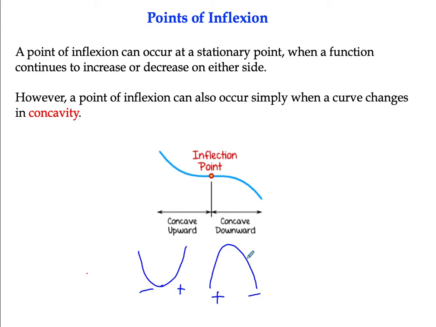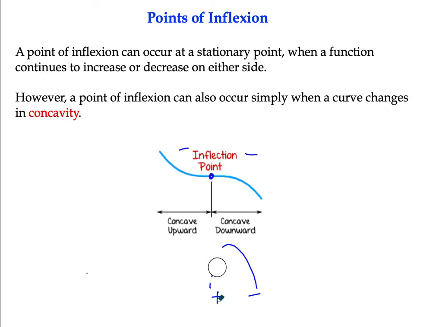So in a turning point, there's a change in the sign of the gradient from positive to negative. In a point of inflection, at a stationary point, there is of course no change. It's either negative and negative on either side, or both positive, a rising or a falling point of inflection. So you might think, well, that's all points of inflection are.